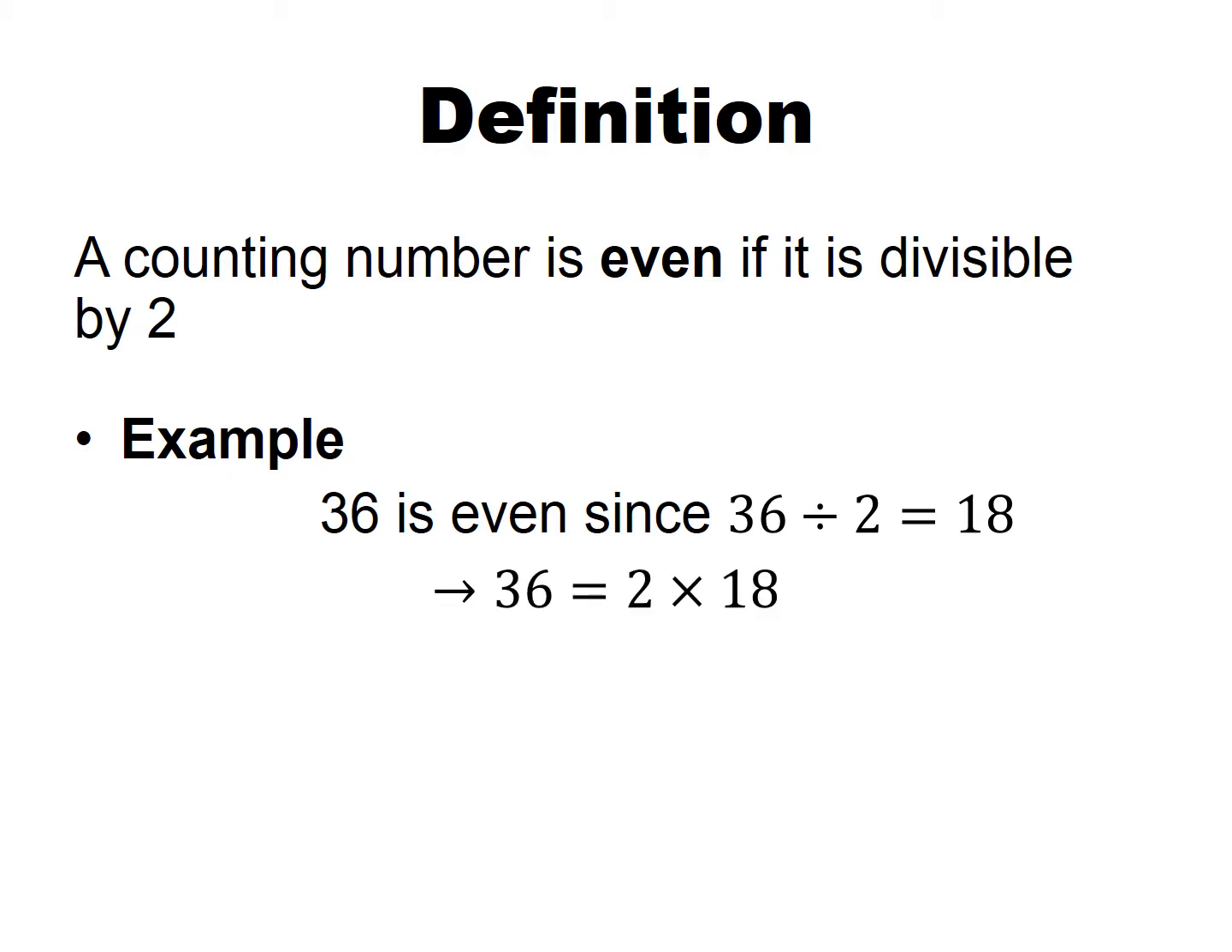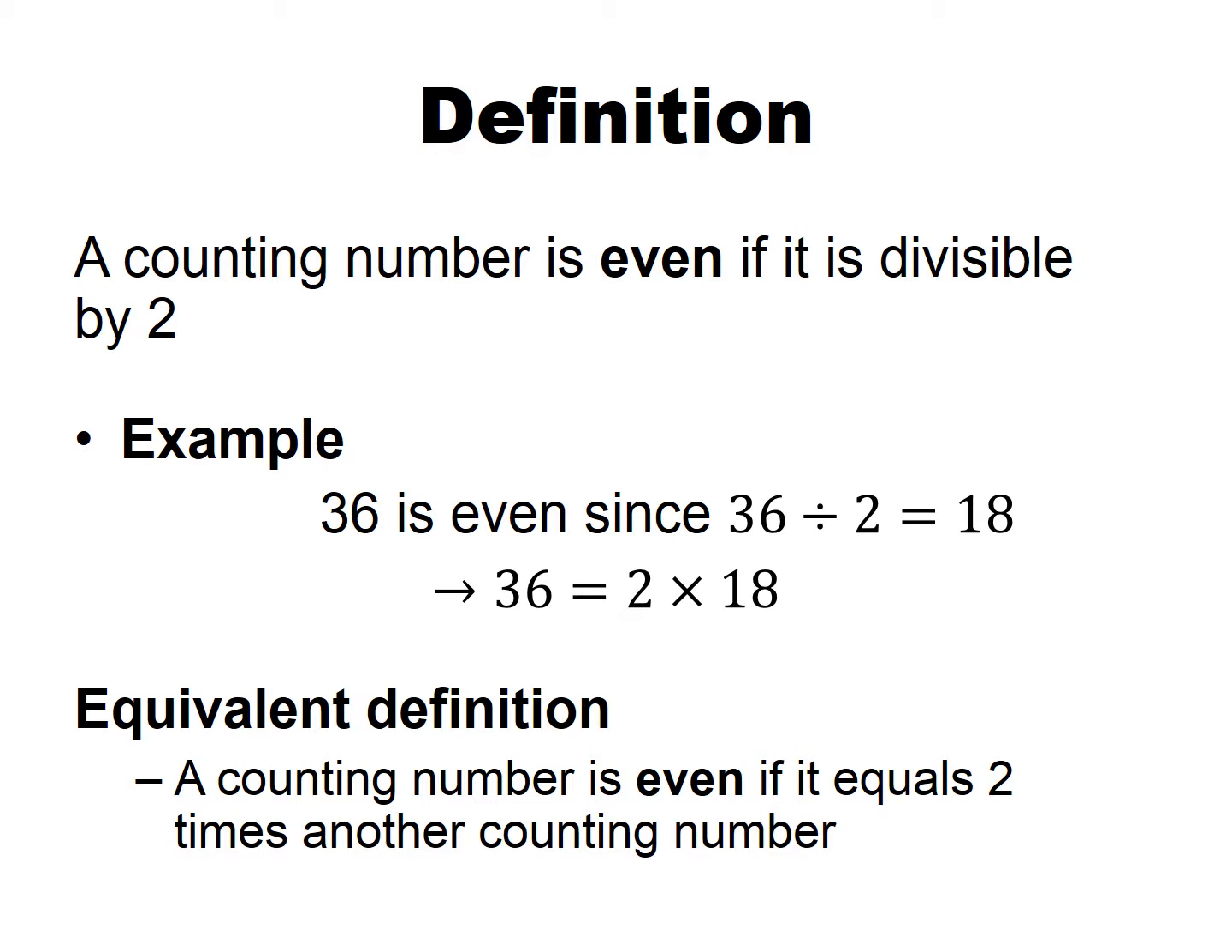Now, let's look at this equation right here and rewrite it as an equivalent multiplication equation, which says that 36 is equal to 2 times 18. So this equation says that 36 is equal to 2 times some whole number. And so that observation is going to lead us to an equivalent definition, which says that a counting number is even if it equals 2 times another counting number. And this is actually the definition that we're going to use in our examples and in our activities. A counting number is even if it equals 2 times another counting number.